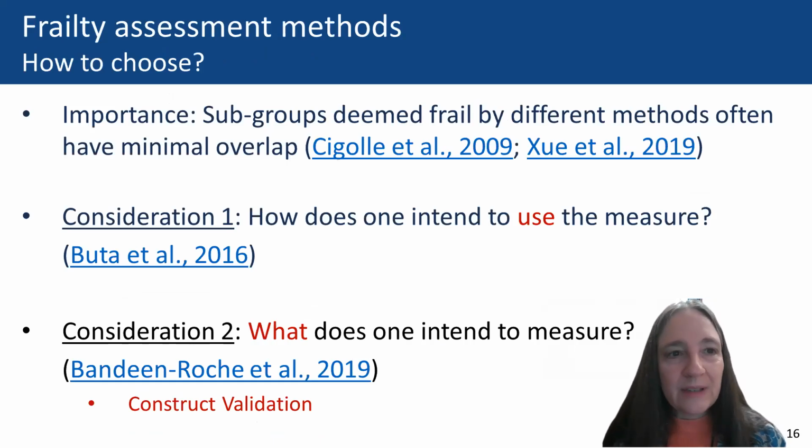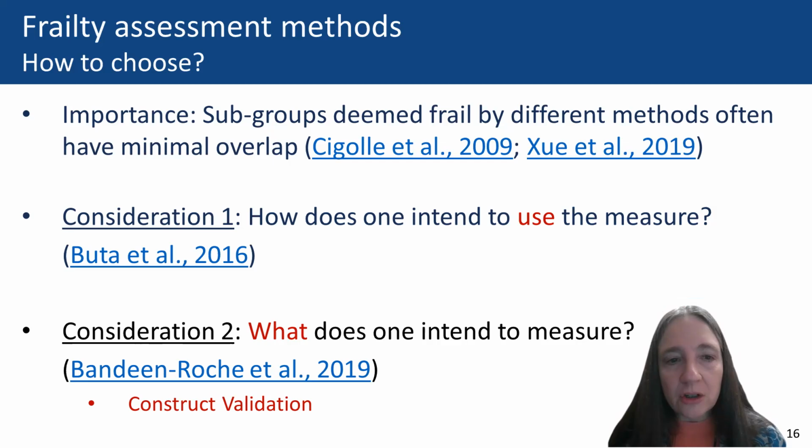So we've laid out that there are a bunch of frailty assessment methods. There are 3 that have become sort of pillar paradigms. So how does a practitioner or a researcher choose between them? Why is it even important to choose between them? Well, if you see the top bullet, it is important because subgroups deemed as frail by different methods often have minimal overlap. Really, these methods identify quite different people sometimes. And so thinking carefully about which method to use is important.